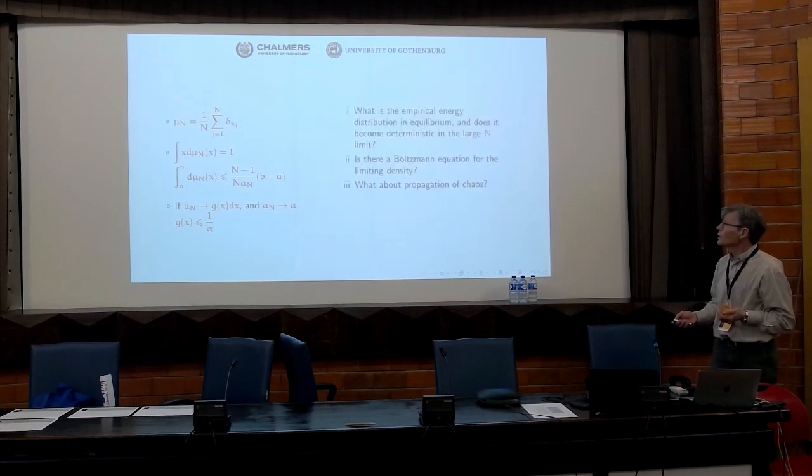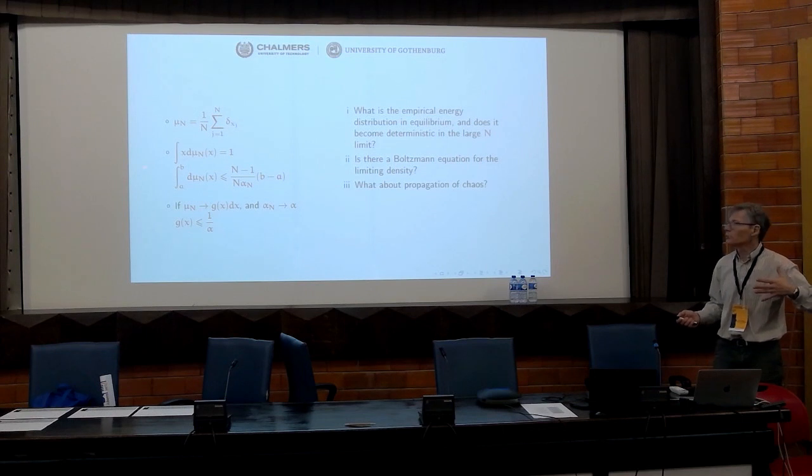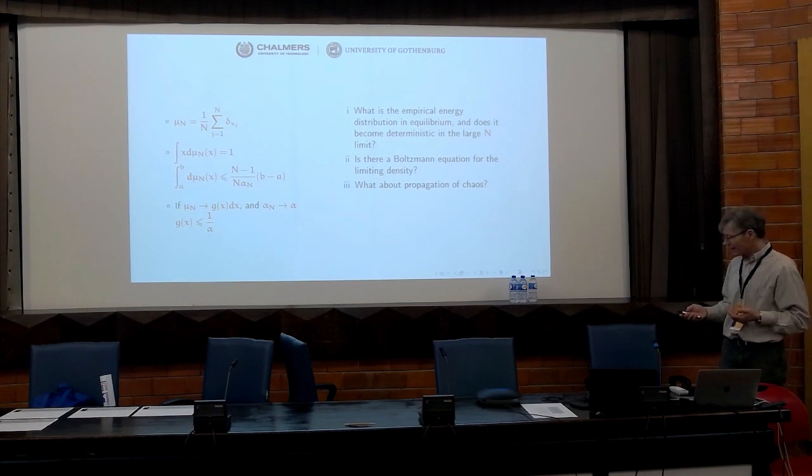And we asked questions about this, Eric and I. So, for example, you take the limit of this empirical measure for the uniform distributions. Can you compute that? Is there a Boltzmann equation? And do we have propagation of chaos for that? We answered some of these questions.